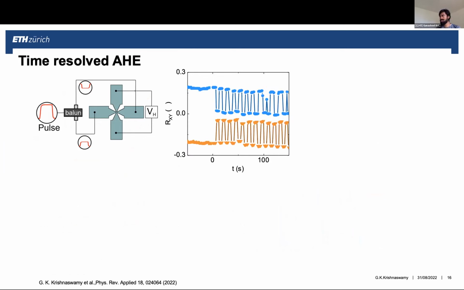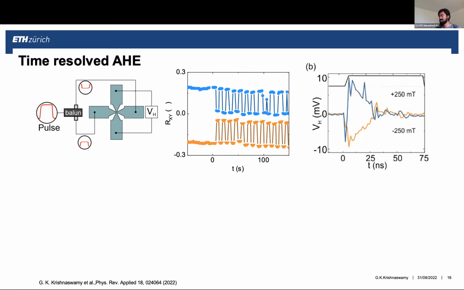So on the right-hand side here, you see set, reset type of measurements. So you pulse positive volts, negative volts, positive volts, negative volts, and you go from up to down to up to down to up to down for 2 different magnetic fields. So the blue color is for positive magnetic fields and the orange is for negative magnetic fields.